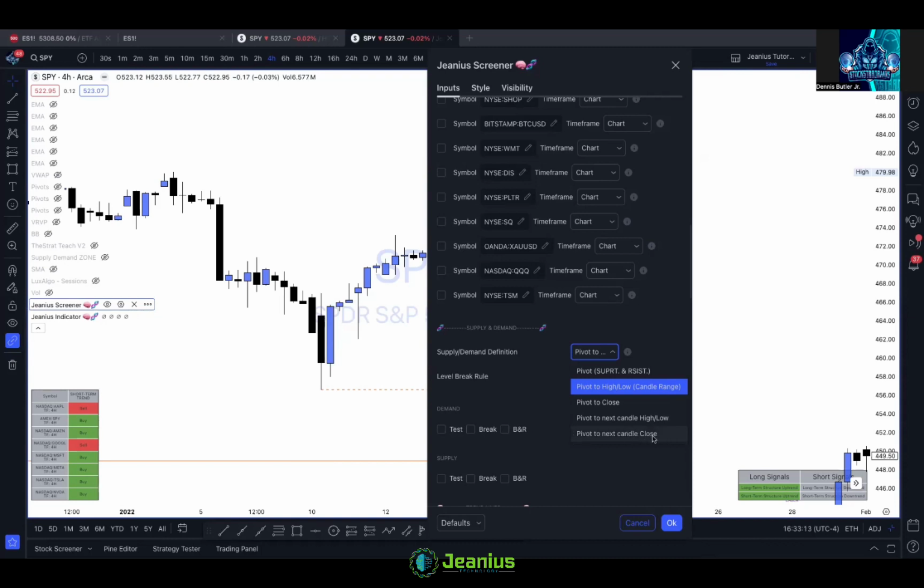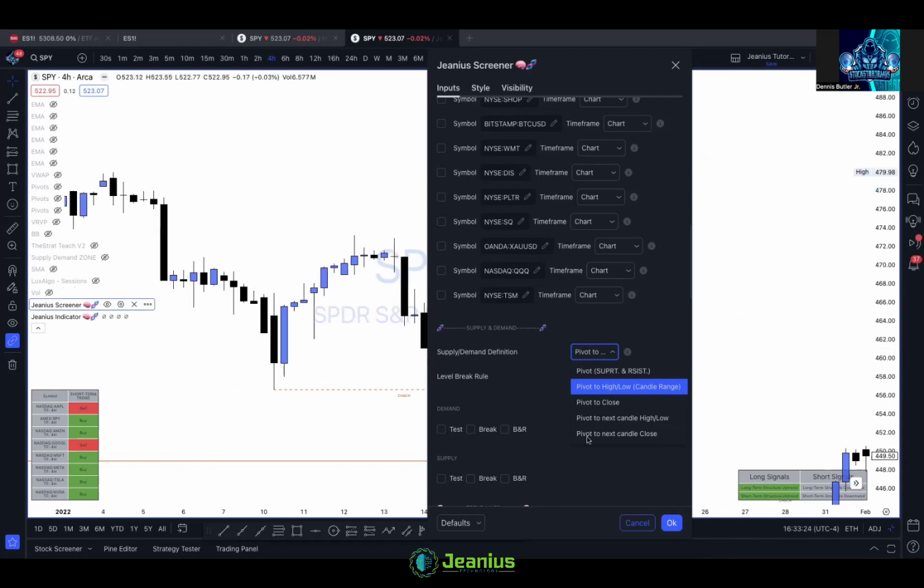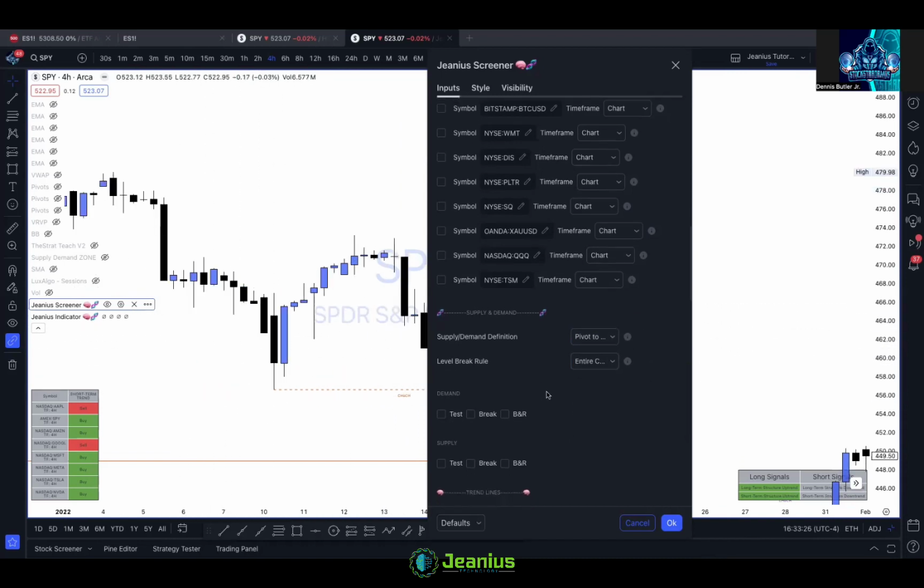And the last one is the pivot to the next candle's close. So basically a pivot from here to this candle's close, which is kind of right here, which is pretty much the same as the high. They're both very close to each other on this specific example, but you kind of get what I'm trying to say. The level break rule, usually if I'm looking at a support or resistance or a supply demand, in order to deem that a demand or support level or supply or resistance level is actually fully broken, I like to do an entire candle close above that level.